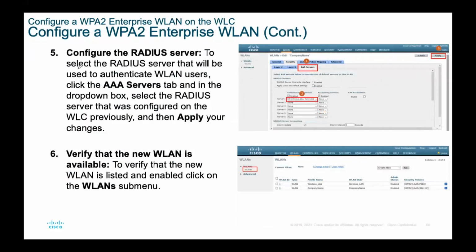So step 5, configure the radius server. To select the radius server that will be used to authenticate wireless LAN users, click the AAA server tab and in the drop box, choose the radius server that was configured on the wireless LAN controller previously, and then apply your changes. Next, verify that the new wireless LAN is available. To verify the new wireless LAN is listed and enabled, click on the wireless LAN sub menu.